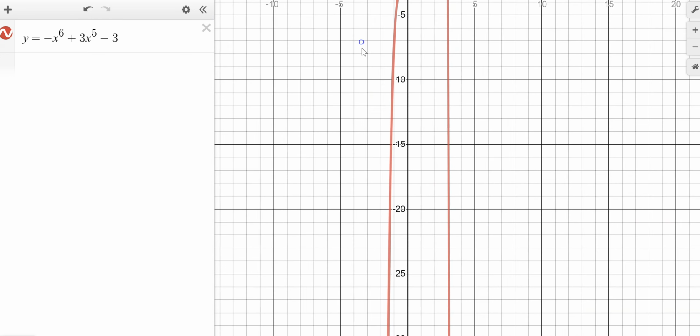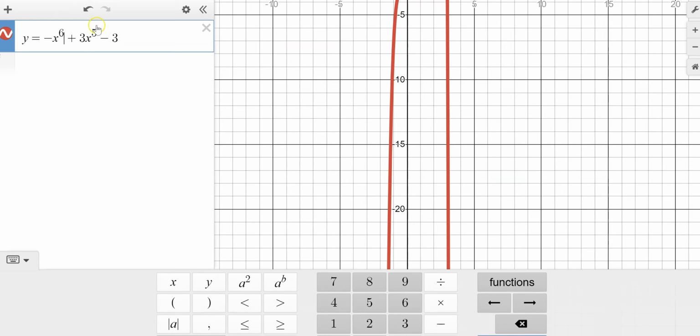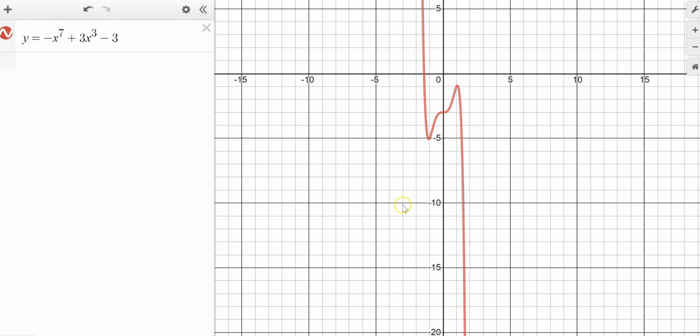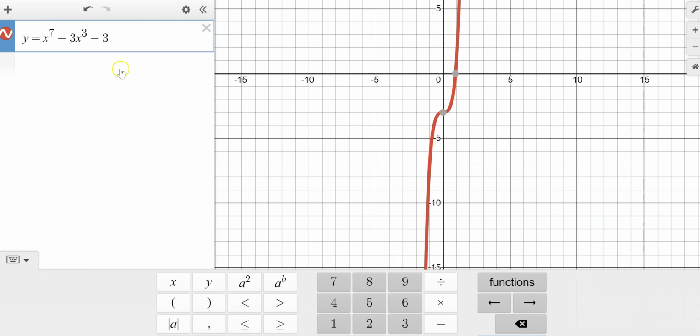So even if I did a degree 5, you can still see it's that end behavior. And if I made this right here just plain old 3, you can see it's still that same end behavior. If I change this to a 7, now it makes that odd end behavior. See, now it's the negative odd 7. And if I change that to a positive, see, there it is again.